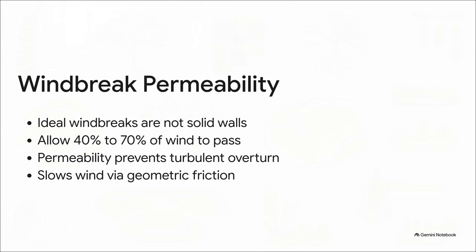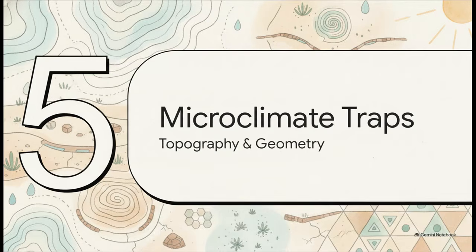Why? Well, because if you block the wind completely, it creates a massive pressure differential. That results in a violent, turbulent wind overturn on the leeward or downwind side. And that turbulence can severely damage crops and structures. The physics here rely entirely on slowing the wind down via geometric friction, diffusing its energy rather than trying to completely stop it.